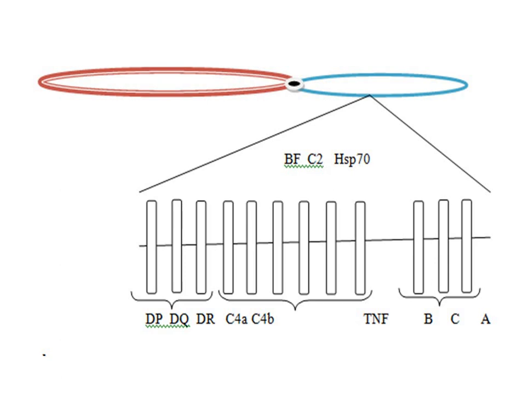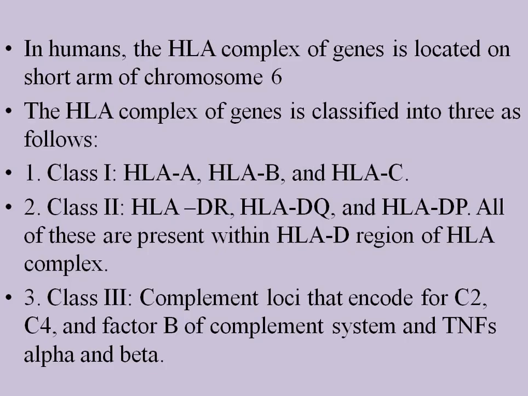So this is class 1, class 2, class 3 MHC. Class 1: HLA-A, HLA-B, HLA-C. Class 2: HLA-DR, DQ, and DP. All of these are present within the HLA-D region of the HLA complex. The class 3 complement locus encodes C2, C4, factor B of the complement system, and tumor necrosis factor alpha and beta respectively.